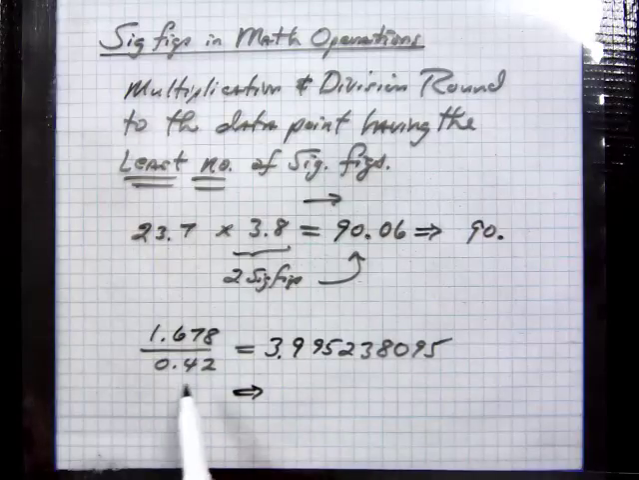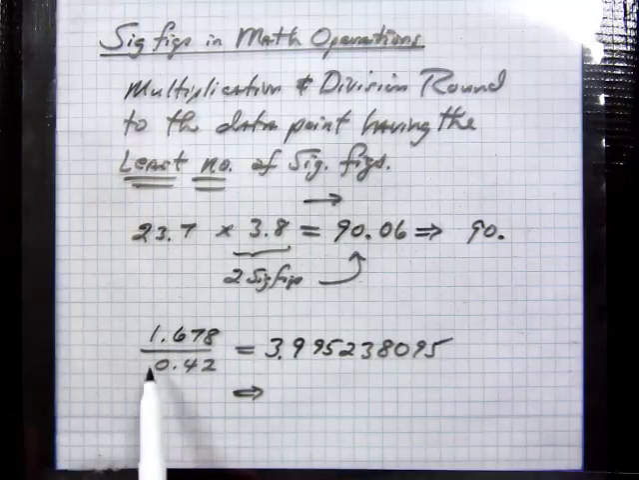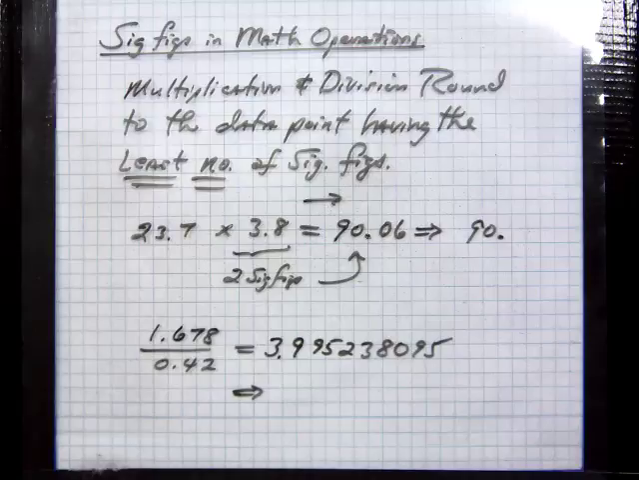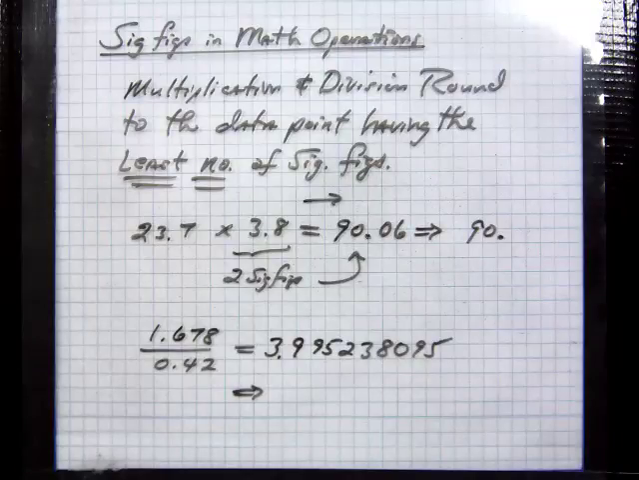So when we look at this, both of them have decimals in them, so we'll count left to right. And so this has 4 sig figs, and the denominator has 2 sig figs. So this needs to be rounded to 2 sig figs, all right? Now, we use the half up, round up rule.